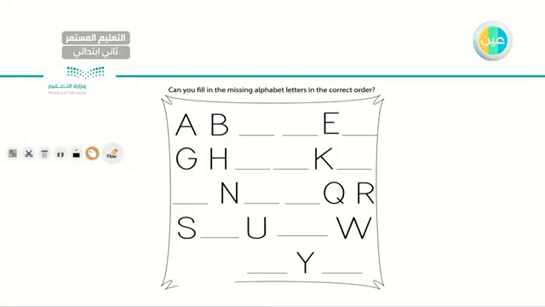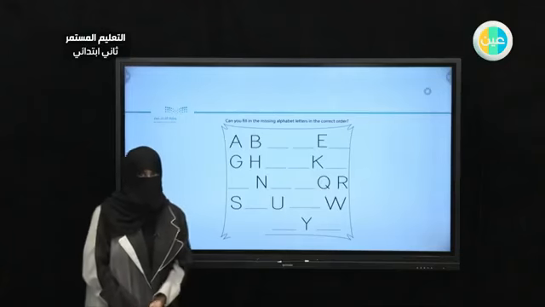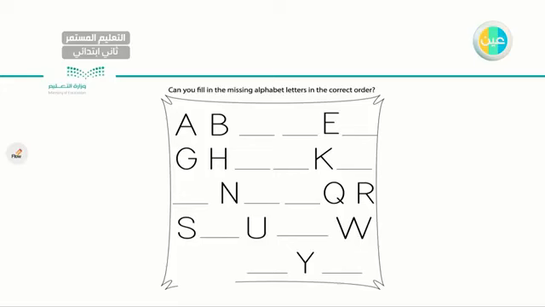Now, I need you to help me here to fill in the missing letters. As you can see, all the letters here are capital. So I need you to help me to complete it with the missing capital letters, starting from A. So I have A, B. After that, what do I have? After B, I have C. Very good. After C, what do I have? A, B, C, D. Very good. E, F. Excellent. Make sure they are all capital.